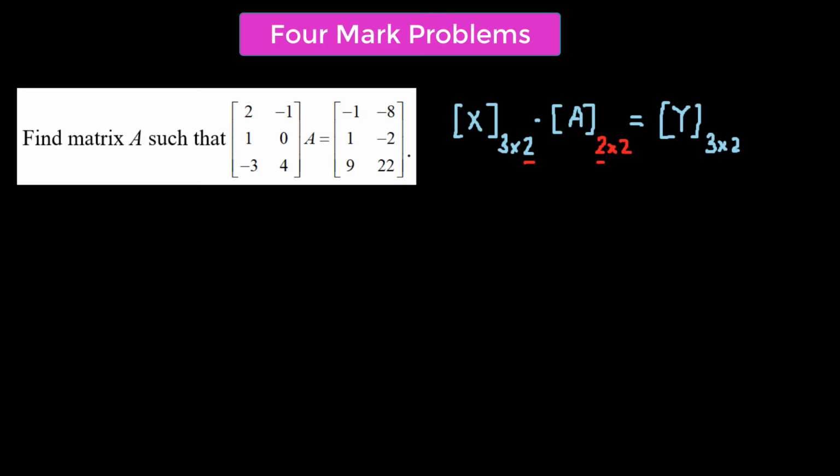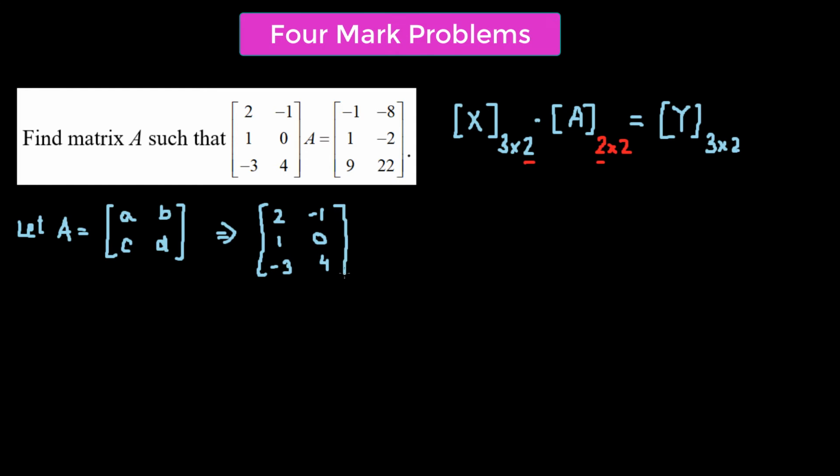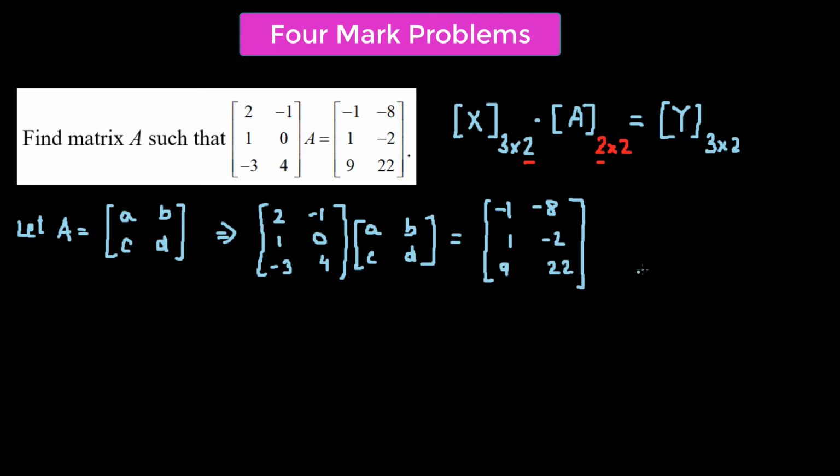So let us assume A to be equal to A, B, C, and D. Now we are going to multiply this matrix A to our matrix X. So this implies 2, negative 1, 1, 0, negative 3, 4, and we are going to multiply it to the 2 by 2 matrix A, B, C, and D. And this is going to yield us the matrix Y, which is negative 1, negative 8, 1, negative 2, and 9 and 22. So let's begin our multiplication.